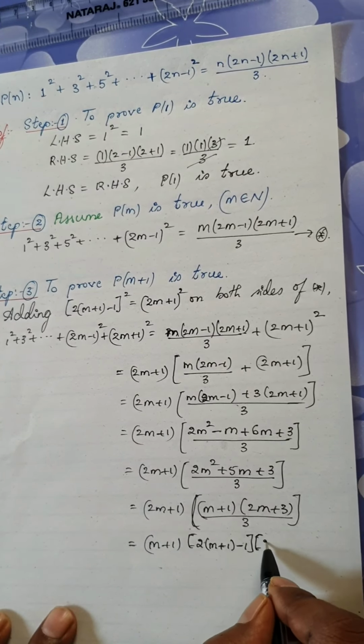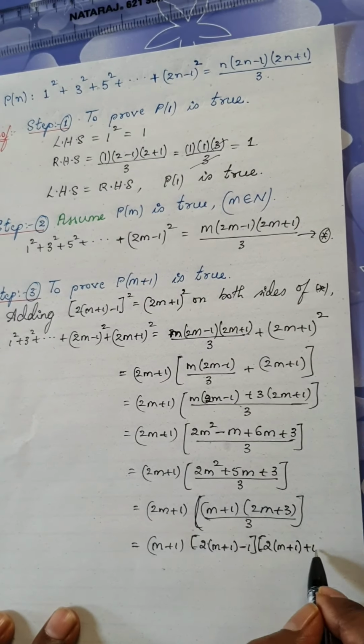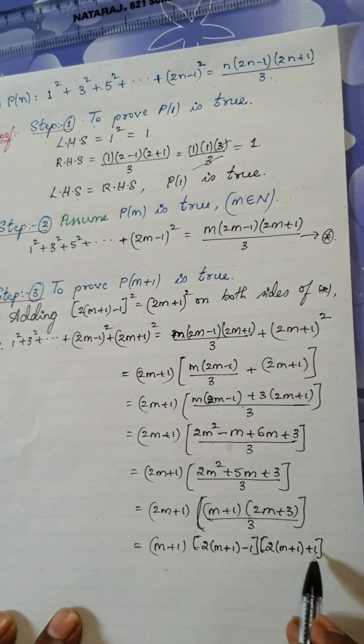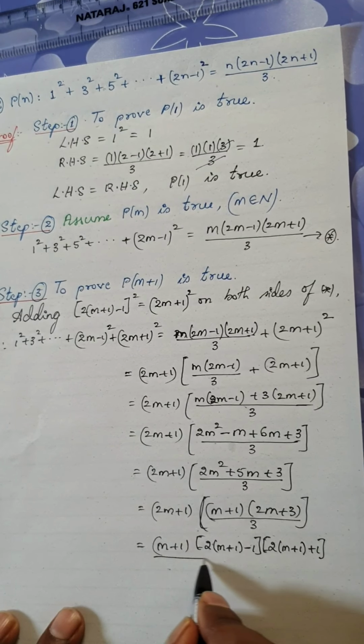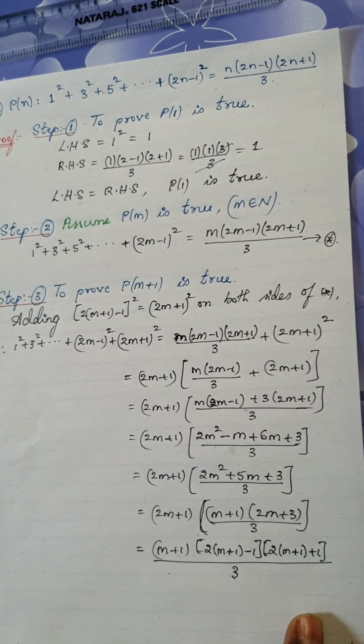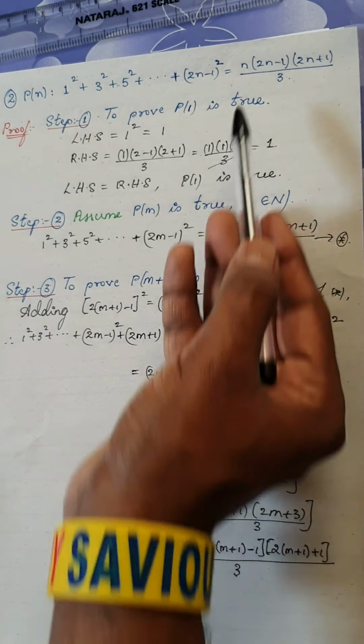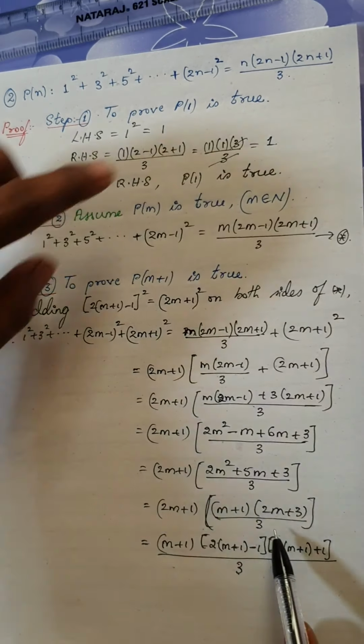Again, this 2m plus 3, I'm going to write it as 2 times m plus 1 plus 1, because 2m plus 2 plus 1 is 2m plus 3, divided by 3. So if you have understood this step, then you are not going to have any doubt here. Okay, so this will clear all the terms from the RHS. If you want, you can check.